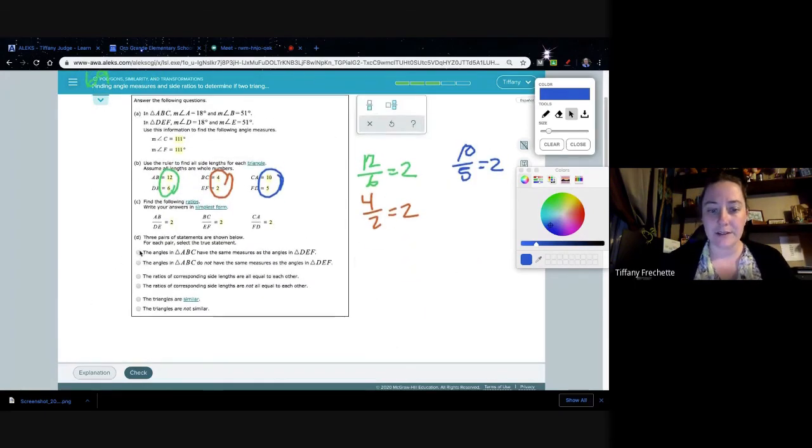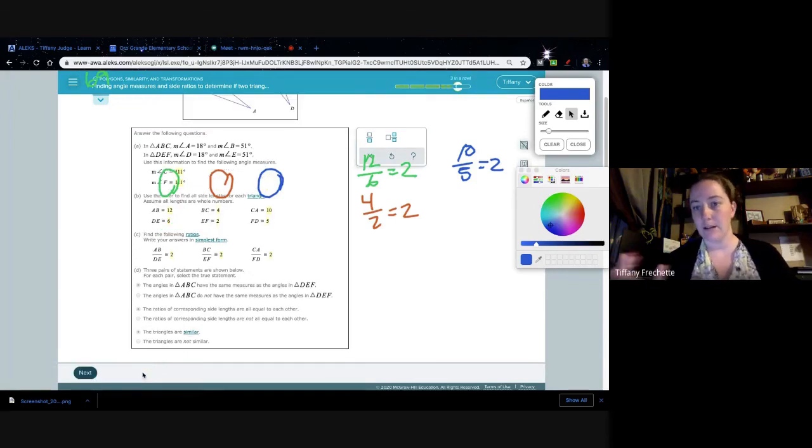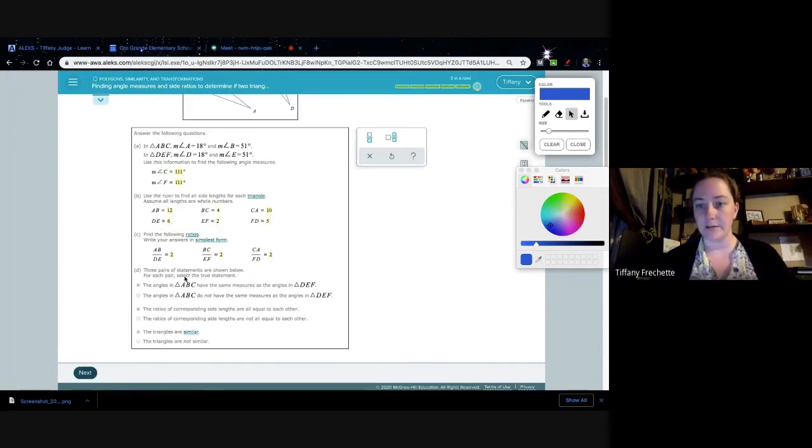I'm going to scroll down. So the angles did match. The angles in ABC have the same measures as the angles in DEF. The ratios of corresponding sides are equal to each other. So the triangles are similar. So let's check. And yay, we finished another one. Clear and next.